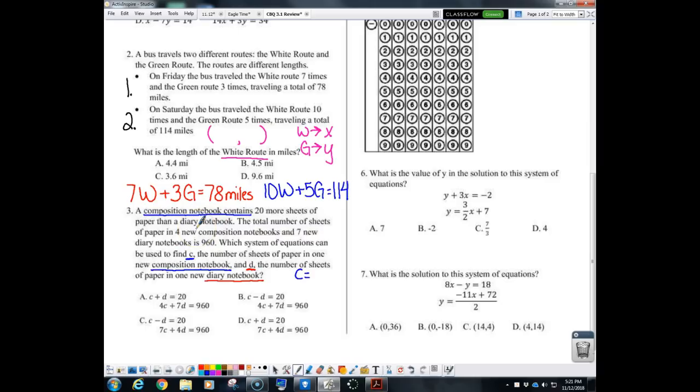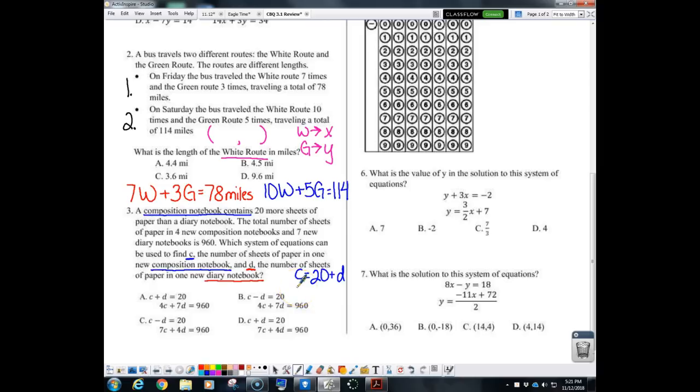So if you contain more, you would have to add in order to get there, right? So if you have your diary notebook, then you would add 20 to that. So the composition is equal to 20 plus D, because however many pages is in the diary, if you add 20 to that, that would get you to the number of pages in a composition notebook, right? Because the composition has 20 more. So the C is the bigger number.